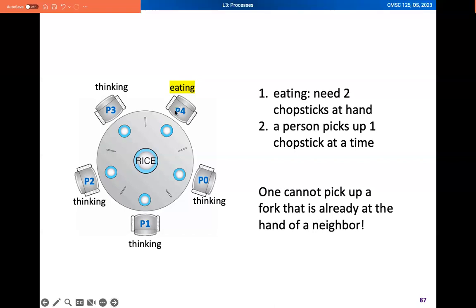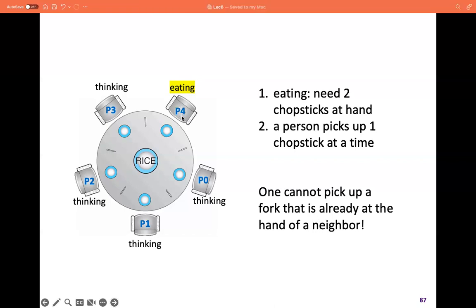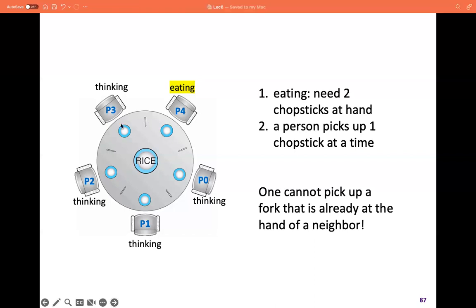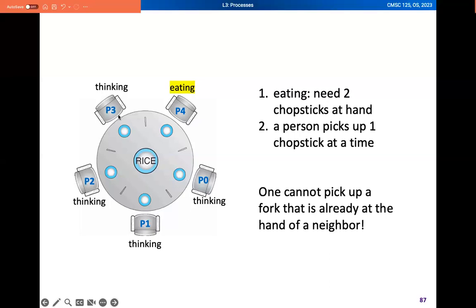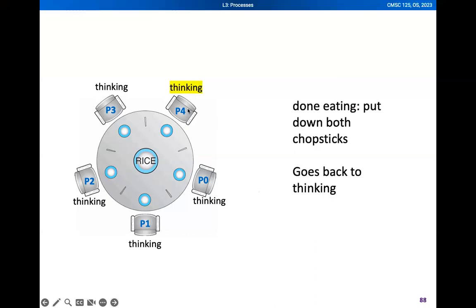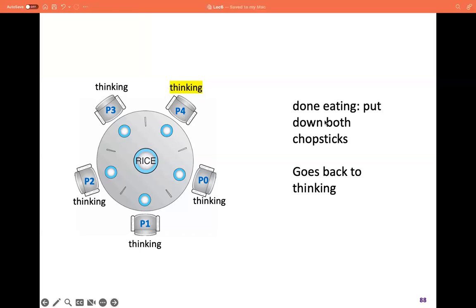Essentially, if P4 is already eating and has hold of these two chopsticks, and P3 is also hungry and wants to eat, it can no longer pick up this chopstick since P4 is already using it. Okay? And if a certain philosopher is done eating, it goes back into thinking, and it puts down both of the chopsticks simultaneously.